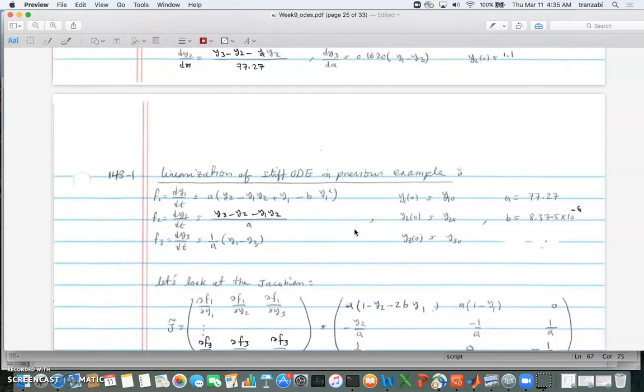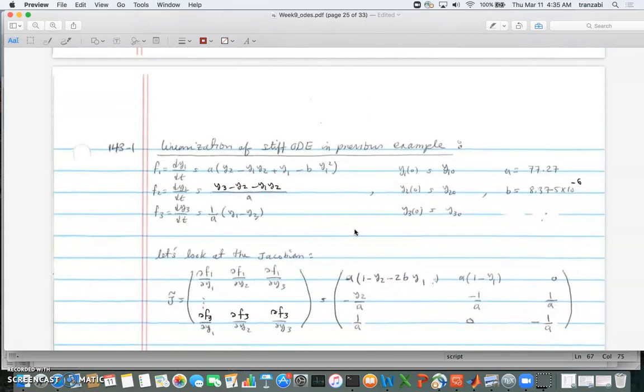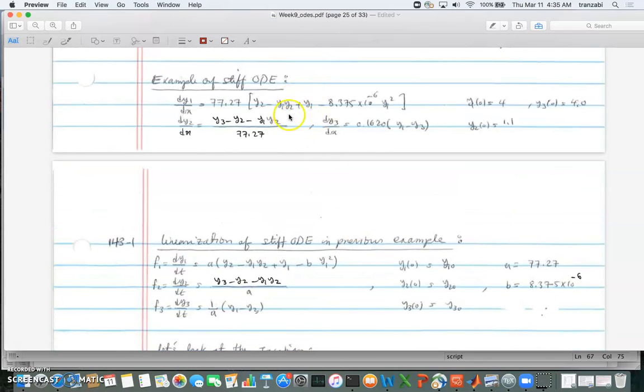So the way we go about solving this is, well, if you want to really simulate this with our toy problem of dy/dx equals lambda y, basically we have to linearize it. That means we have to linearize this nonlinear set of equations.